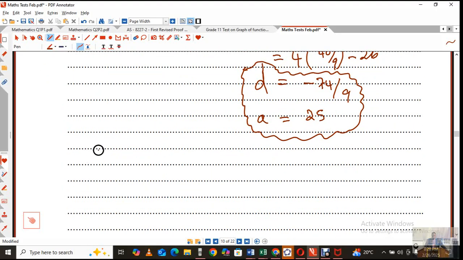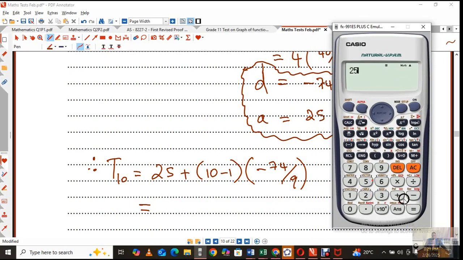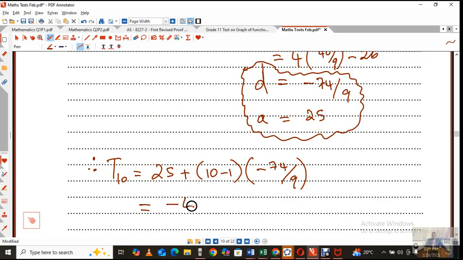So the 10th term will be our a, which was 25, plus 10 minus 1 times minus 74 over 9. You can go ahead and punch this in on the calculator, and you should get your answer. So it's 25 plus 9, because that's what 10 minus 1 is, multiplied by negative 74 upon 9. Those 9s cancel there. So I'm going to have 25 minus 74, which is minus 49. So minus 49 would be the 10th term, and that is the required answer.